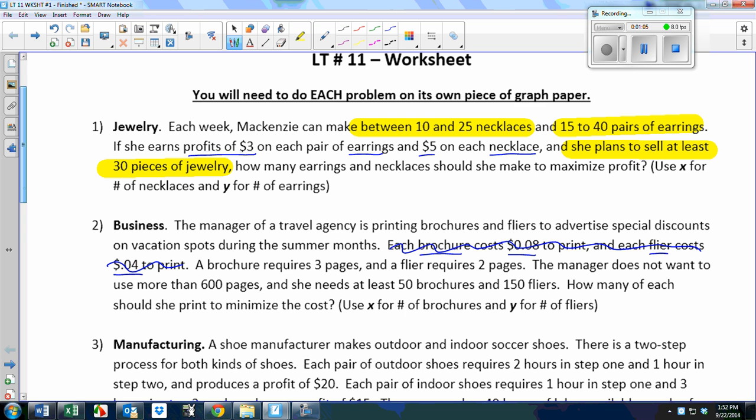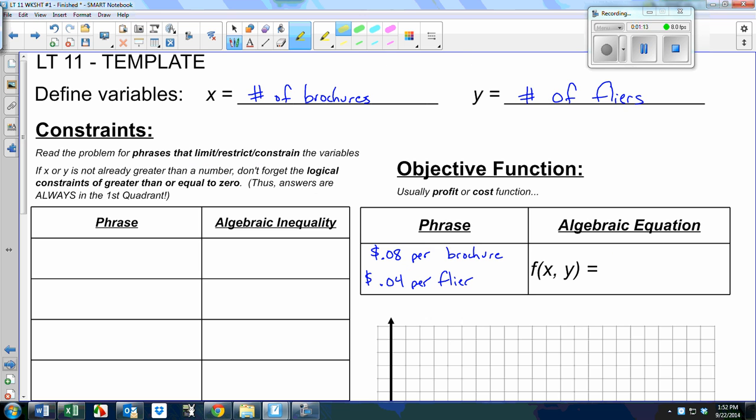Now look for other phrases that limit the number of brochures and flyers that you can make. At least 50 brochures. There's one. At least 50 brochures. All right, going to the table. At least 50 brochures. Got it.